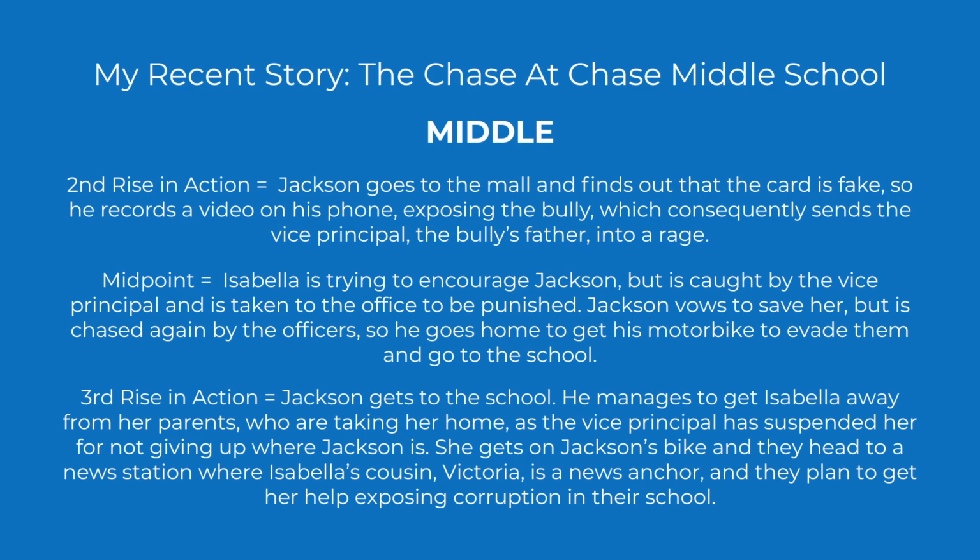The second rise in action comes when Jackson goes to the mall and finds out that the card is fake, so he records a video on his phone exposing the bully, which consequently sends the vice principal, the bully's father, into a rage. The midpoint happens when Isabella is trying to encourage Jackson, but is caught by the vice principal and is taken to the office to be punished. Jackson vows to save her but is chased again by the officers, so he goes home to get his motorbike to evade them and go to the school.